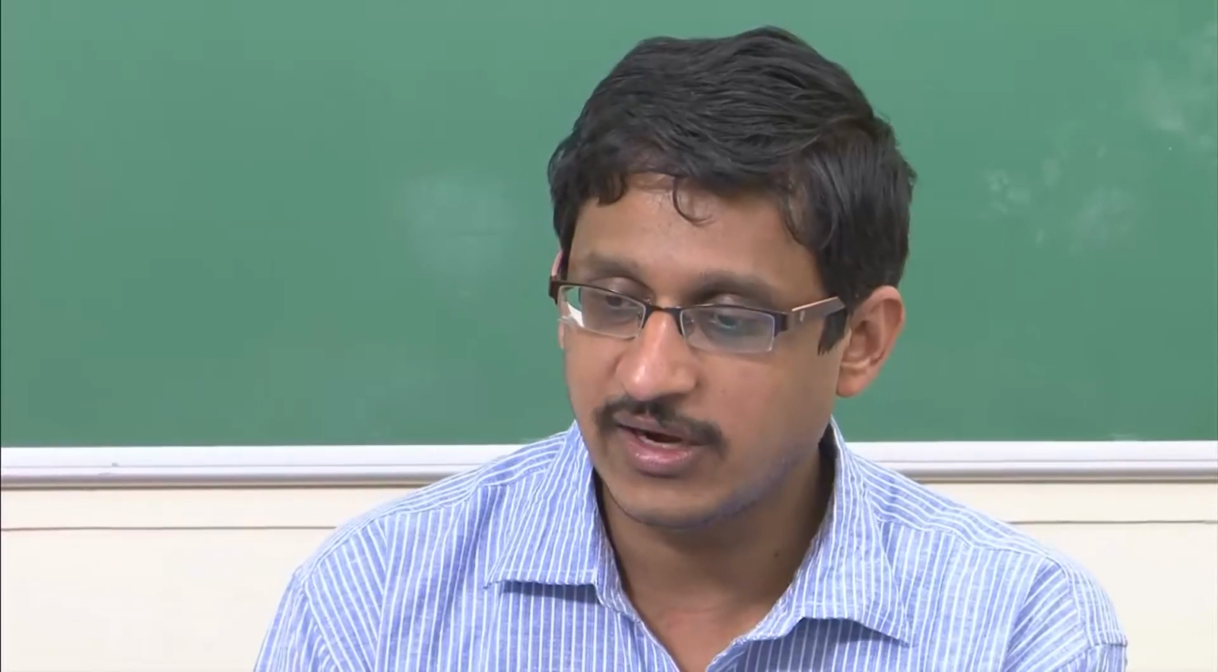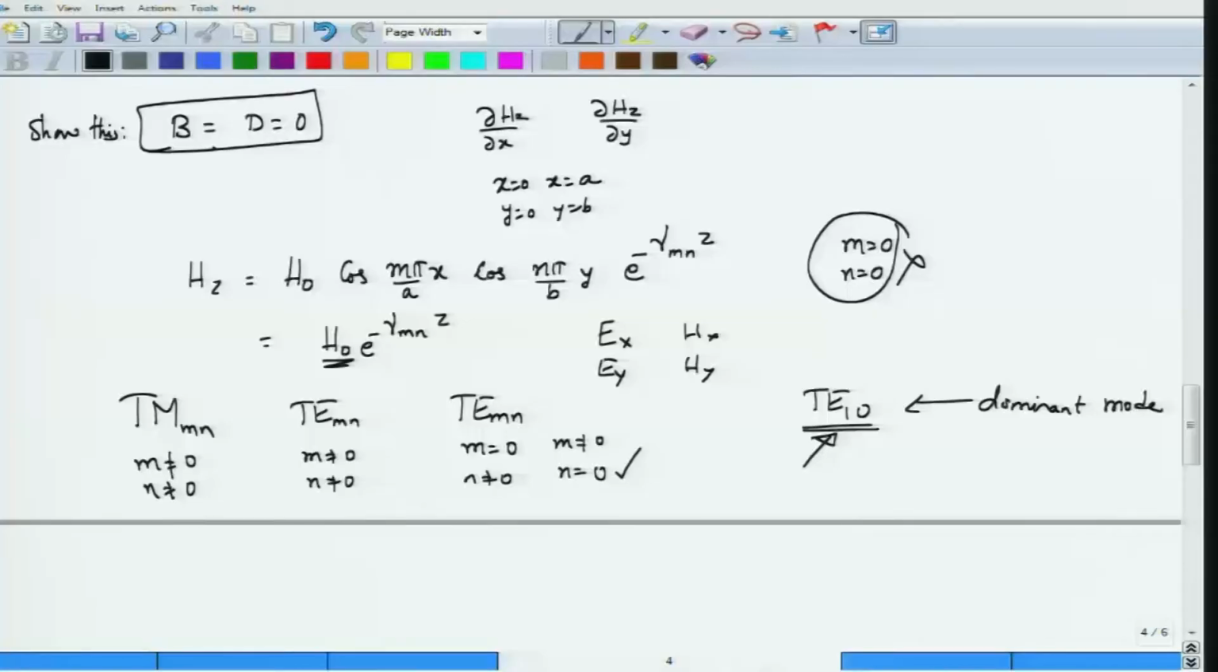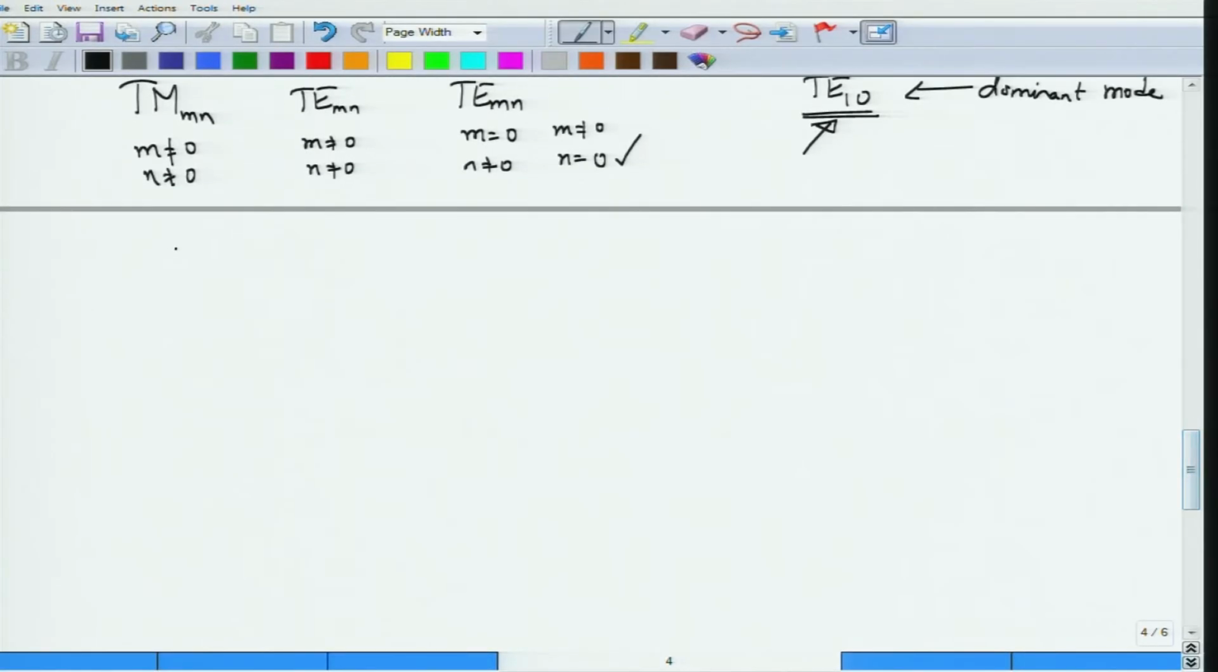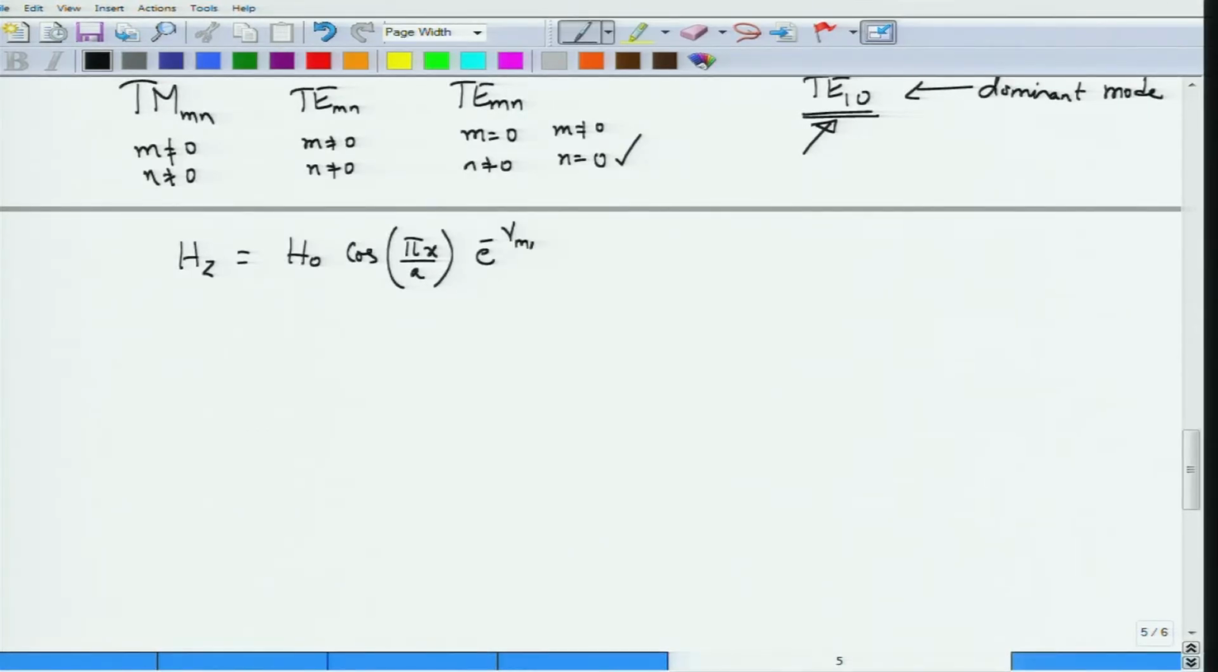So given a rectangular waveguide, this is the dominant mode, and for that mode it is interesting to just write down the expressions for the electric and magnetic fields. For the TE10 case, the Hz component will be some constant H0 cos of pi x by a, right. All the dependence on y is gone. There would be e to the power minus gamma mn z, which can be written as a common factor. If you go to Ex, you will see that Ex will be equal to 0 because that would correspond to the differential of Hz with respect to y, whereas you will have an Ey component that is non-zero.